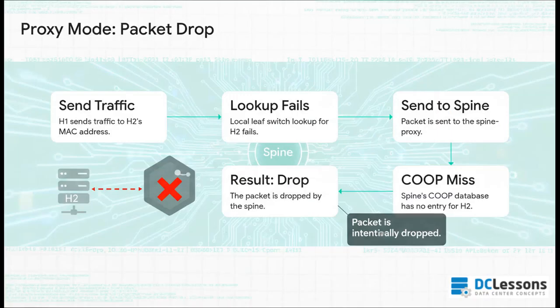The spine checks its massive, fabric-wide endpoint table. That's the COOP database. Think of COOP as the fabric's single source of truth for where every endpoint lives. Now in our case, H2 has been silent. It hasn't sent any traffic, so it's not in the database. And because the spine can't find it, it just drops the packet. It does this on purpose to stop unnecessary floods.